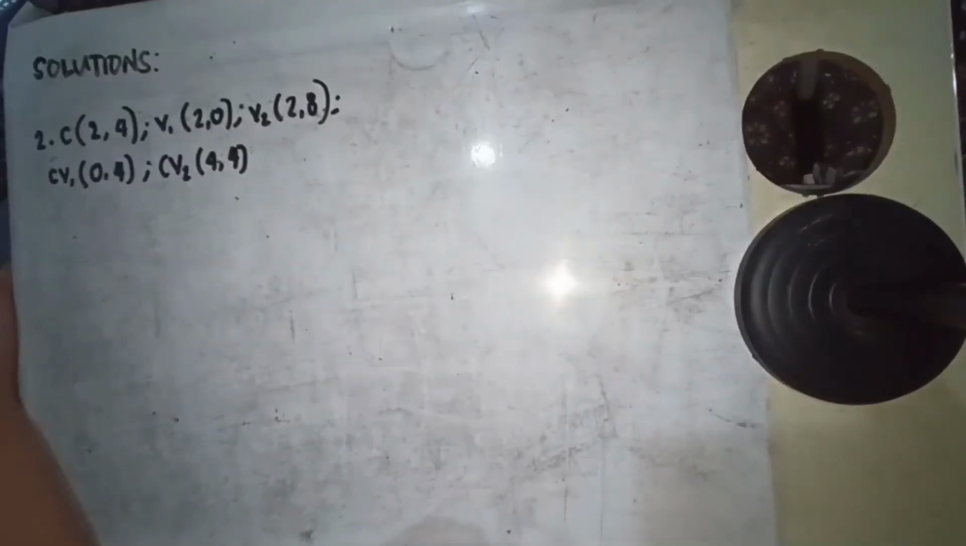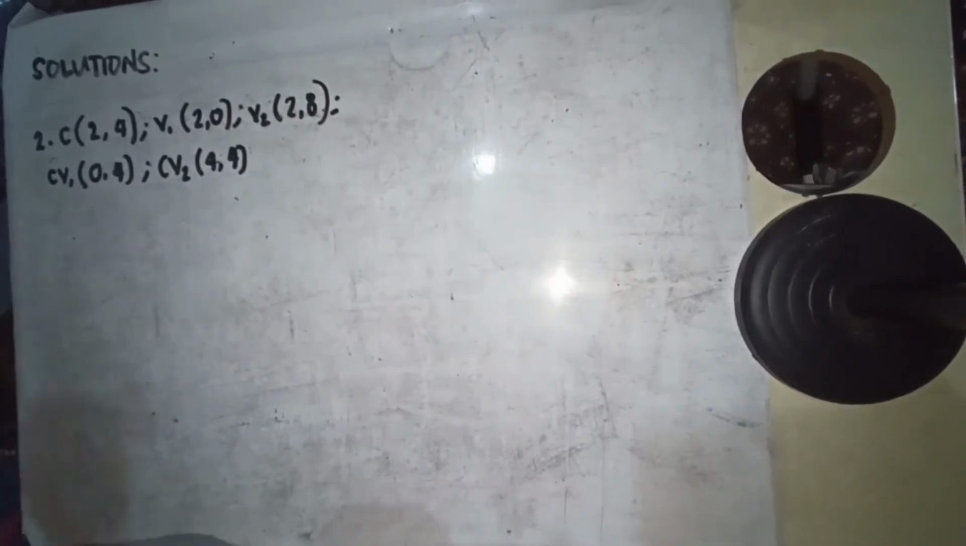For our second example, we are given the center at 2 and 4, vertices V sub 1 at 2 and 0 and V sub 2 at 2 and 8, and co-vertices CV sub 1 at 0 and 4 and CV sub 2 at 4 and 4. Again, in finding the standard equation of an ellipse, what we need are the coordinates of our center, the distance A, and the distance B. Since the center is given, what we need to find are distance A and distance B.